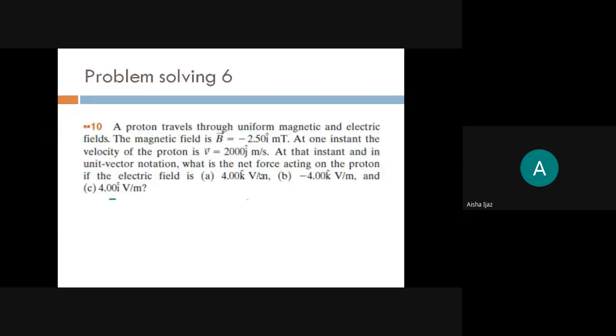This is the last question which I am going to discuss here. Question number 10 of your book. A proton travels in a uniform magnetic and electric field. Again, a Lorentz force question. The B field is given as minus 2.50 I millitesla. At one instant, the velocity of the proton is 2000 J meters per second. In unit vector notation, meaning I, J, and K, you have to find the net force when the electric field is 4K, minus 4K, and plus 4I.